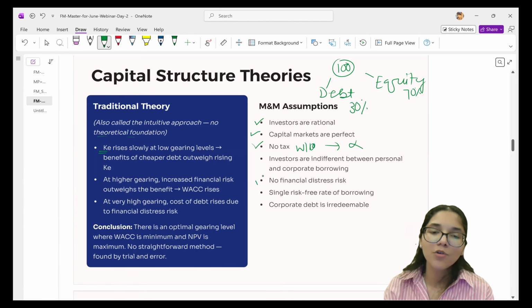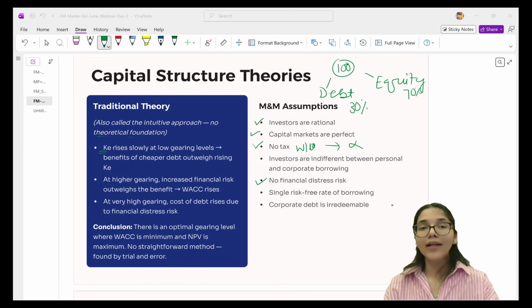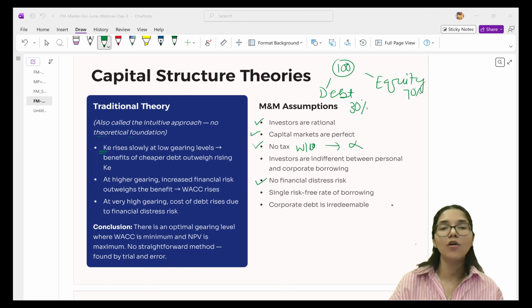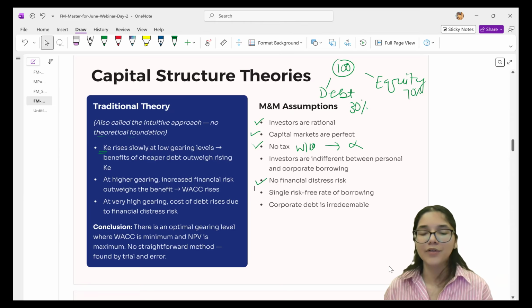Another thing is that there is no financial distress risk. Financial distress risk means a point where even the debt cost starts to increase because financial distress is happening. Here there are no such risks. The customers will not be scared that the company will shut down. Employees will not be worried that the company is making losses, so they will shut down. Nobody is worried. There is no financial distress risk, which is assumed over here in M&M theory.